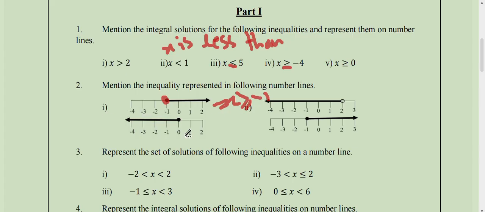Okay, so look at this. This one goes to minus infinity, right? And firstly you should see this 0. What happens? This circle is shaded. That means x is decreasing, right? Decreasing to minus infinity. So x is decreasing to minus infinity, and equal to 0.